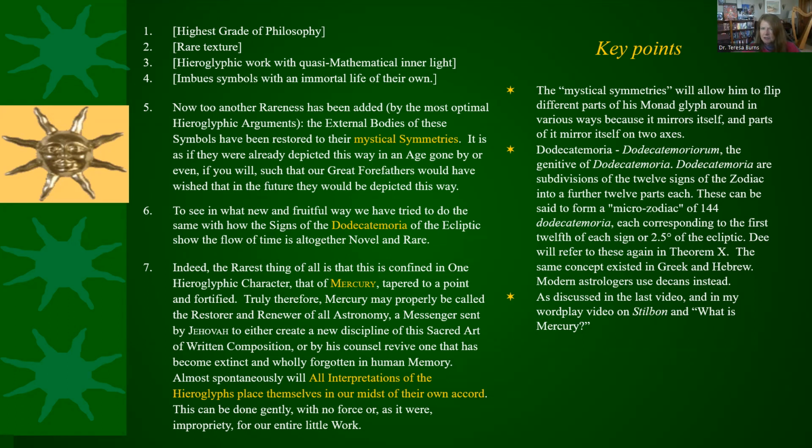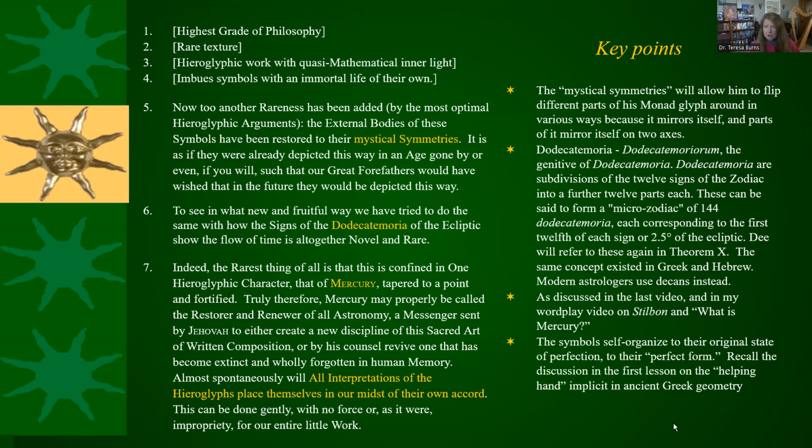We didn't, by the way, study John Dee's letter when I took all those courses. I wonder why. Anyway, he says, almost spontaneously will all interpretations of the hieroglyphs place themselves in our midst of their own accord. That is, they're going to self-organize to their original state of perfection, to their perfect form. How is that going to happen? Because to a Neoplatonist, that perfect form already exists.